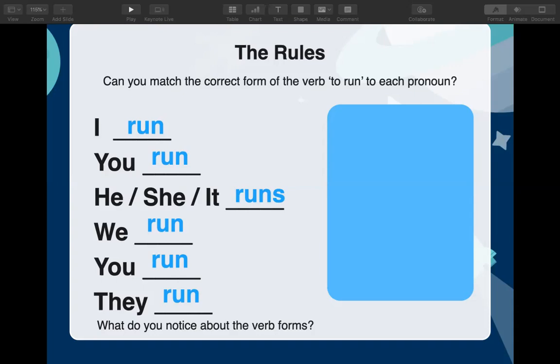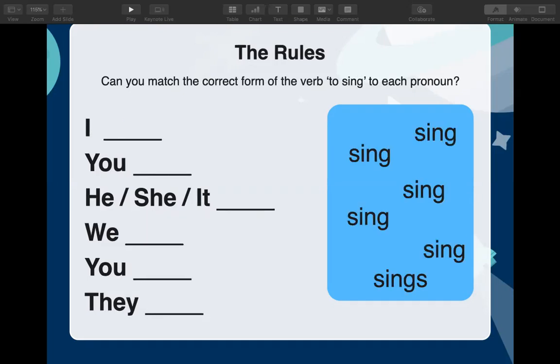Now, here is where we use this. If we use I, we, you, they, the verb does not change. But if we use he, she, or it, what do you have to do? We have to add an S. This is another rule. If we use the subject he, she, or it, we have to add the S to the verb.